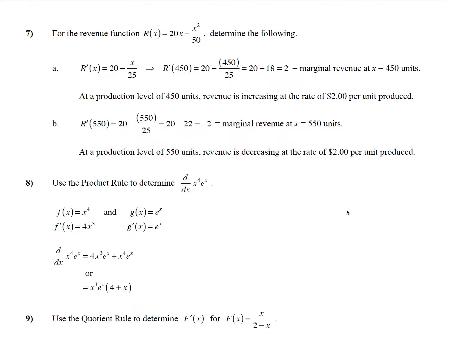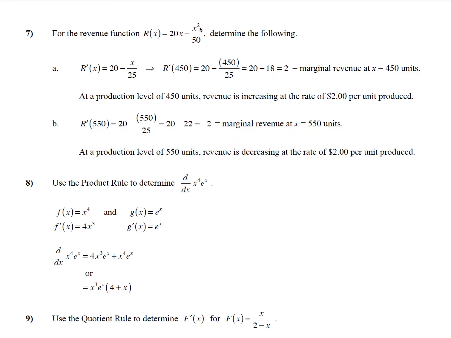Alright, we're picking up here with question 7, which deals with marginal revenue, and we're given a revenue function, 20x minus x squared over 50. We want to determine the marginal revenue at a production level of 450 units, and then interpret those results. So when you hear marginal, you think derivative. This is a very simple function to differentiate.